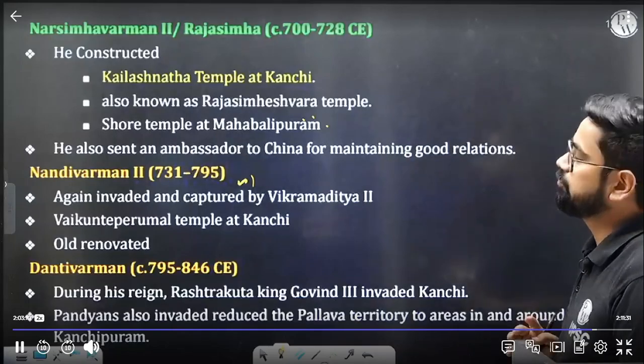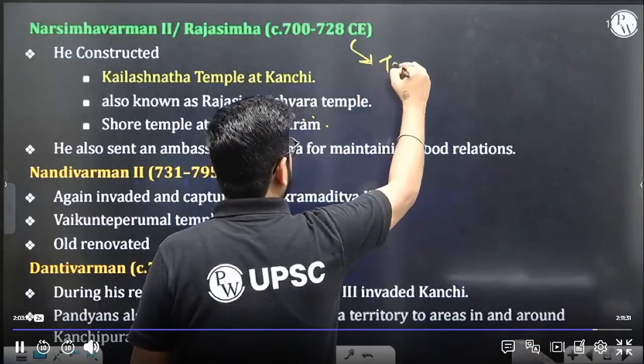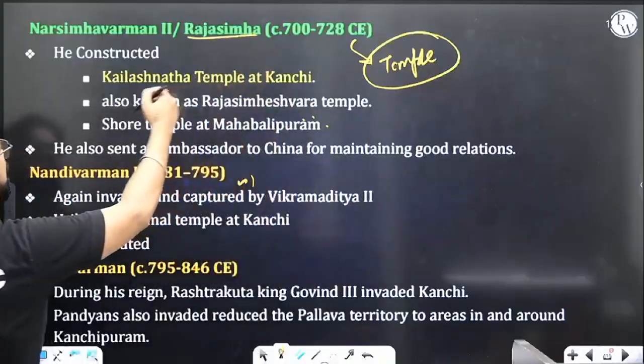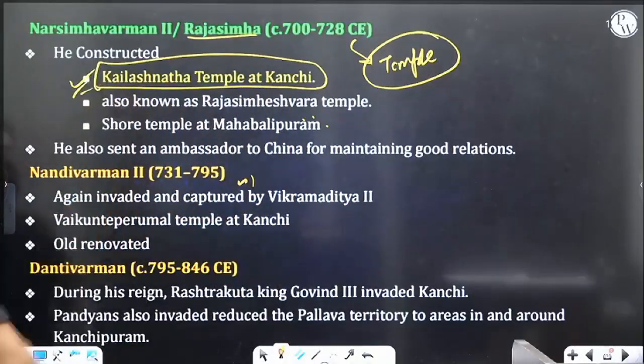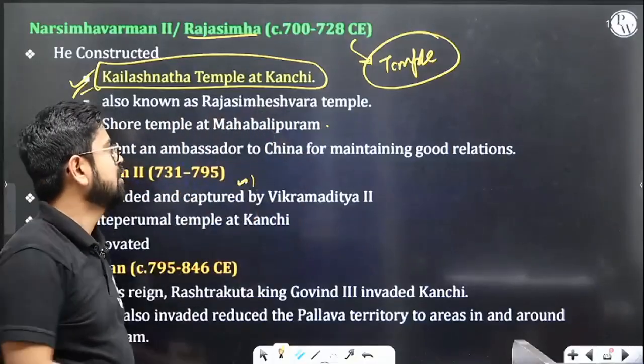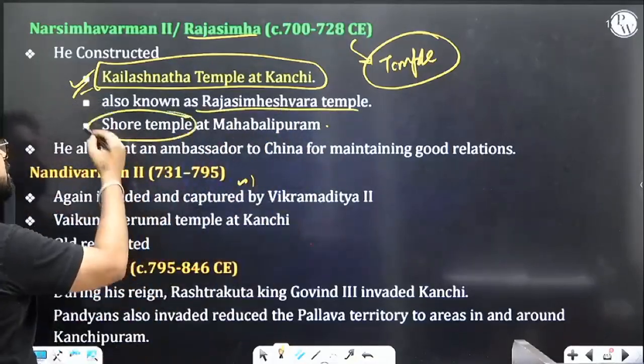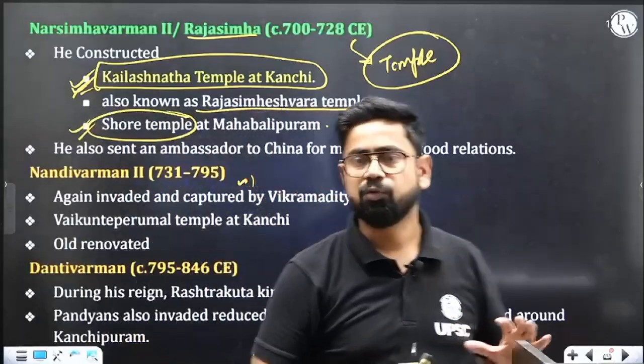Now Narasimhavarman II is famous because he is into temple construction. Right? He is Rajasimha. Right? He is the one who made that Kailashnath temple at Kanchi. Understood? Also called Rajasimheshwar temple. So Rajasimheshwar temple is one thing, and Shore temple is another thing. The 2 most important temples are from your Narasimhavarman II. That is the reason we will talk about him.